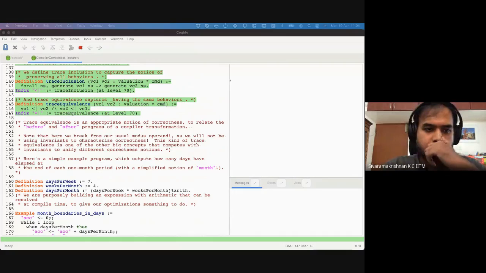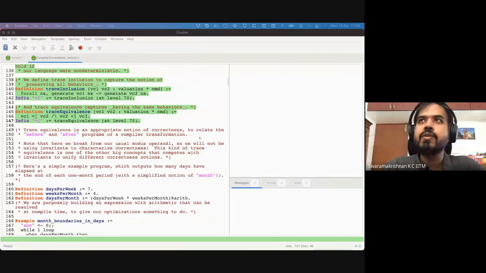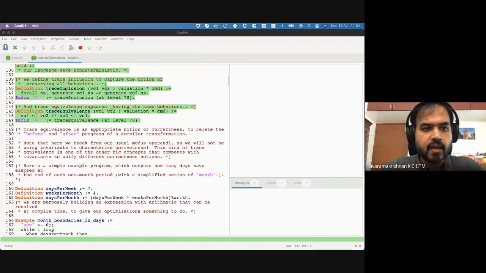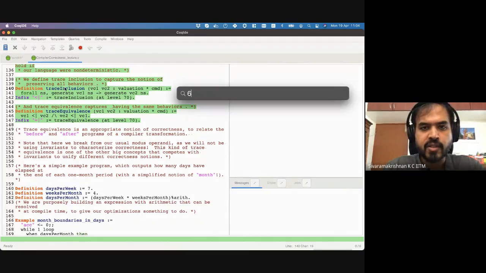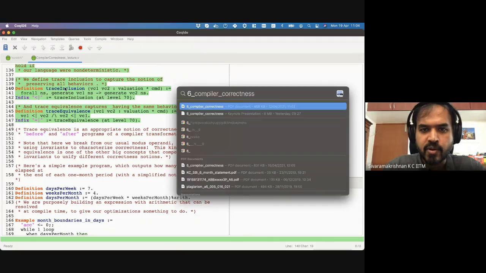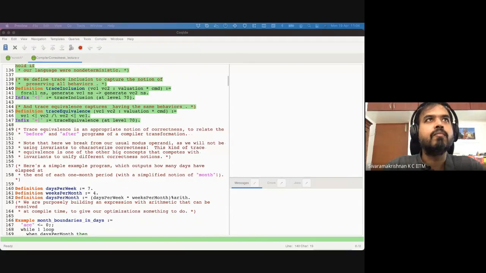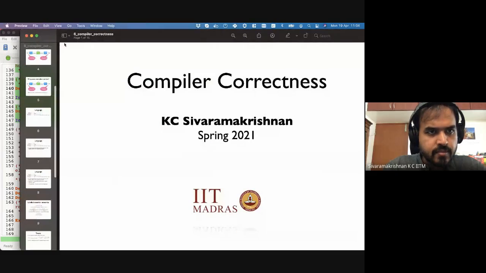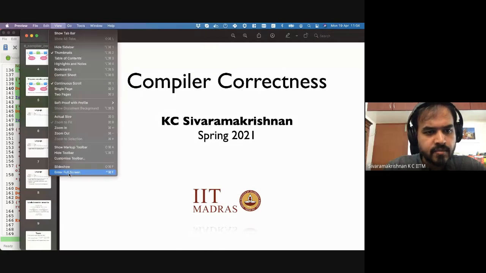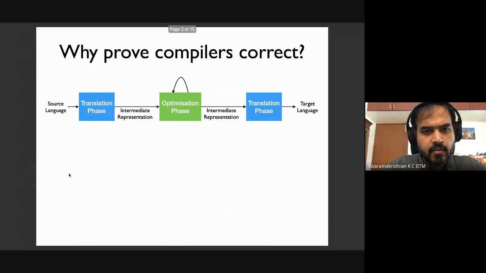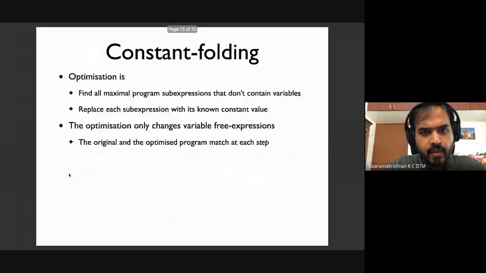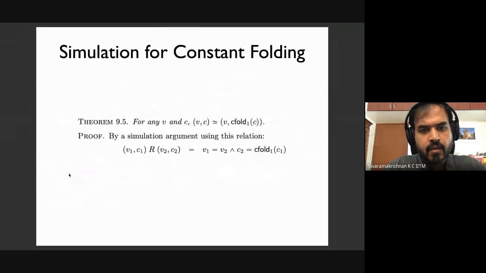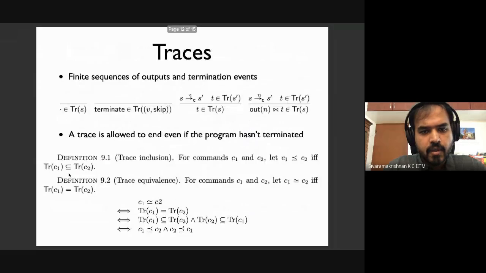Okay, so the last thing that we saw in the last class was trace inclusion, right? What does it mean to do trace inclusion? This is precisely corresponding to the definitions that we had seen here. Let me take the screen. Yeah, so we had trace inclusion on the left side.